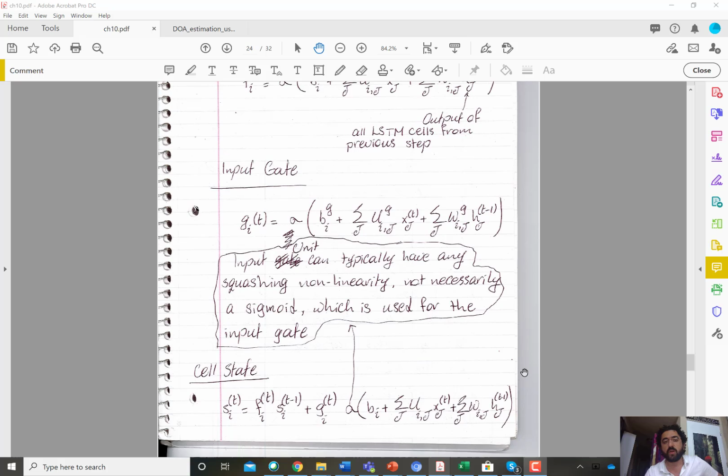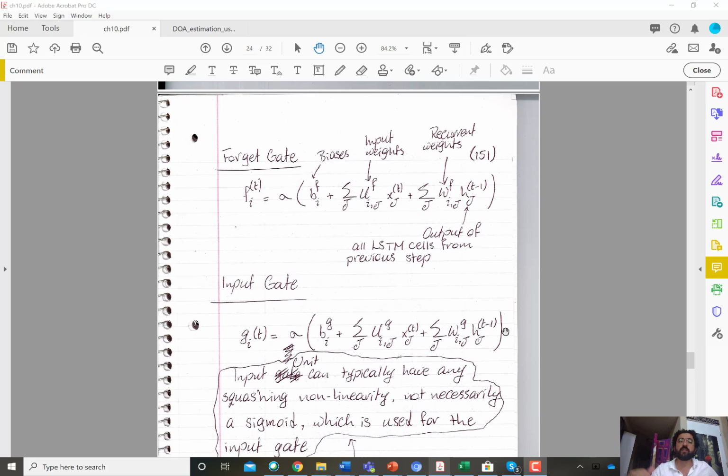So next time we'll start discussing the output gate and the implications of arranging multiple LSTM units in one layer, and the connection between LSTM units and skip connections and leaky units that we discussed in previous video.